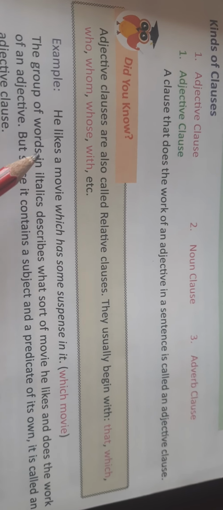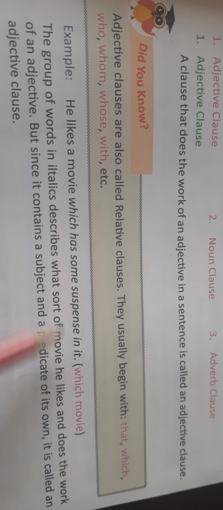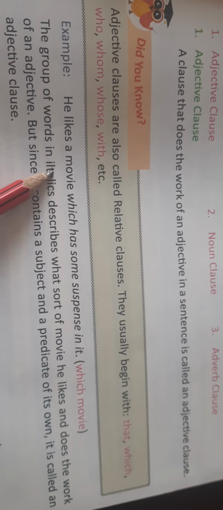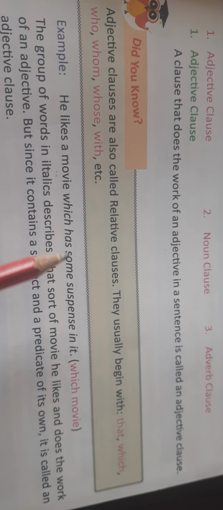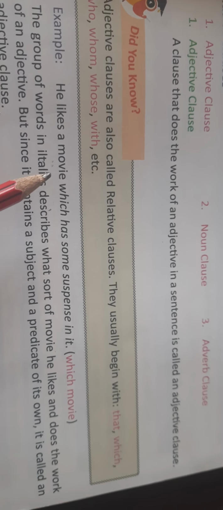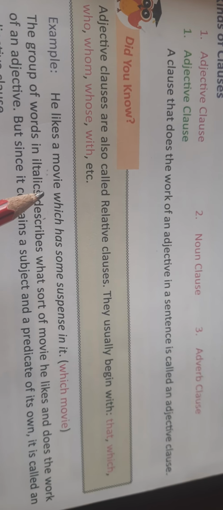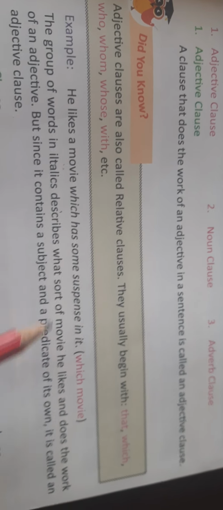Like you can see the example, he likes a movie which has some suspense in it. So here these group of words are showing the quality of a noun, meaning movie is a noun. This group of words is telling something more about the noun. So if a word or a group of words tells us more about a noun, they work as an adjective or an adjective clause. So this is called an adjective clause.